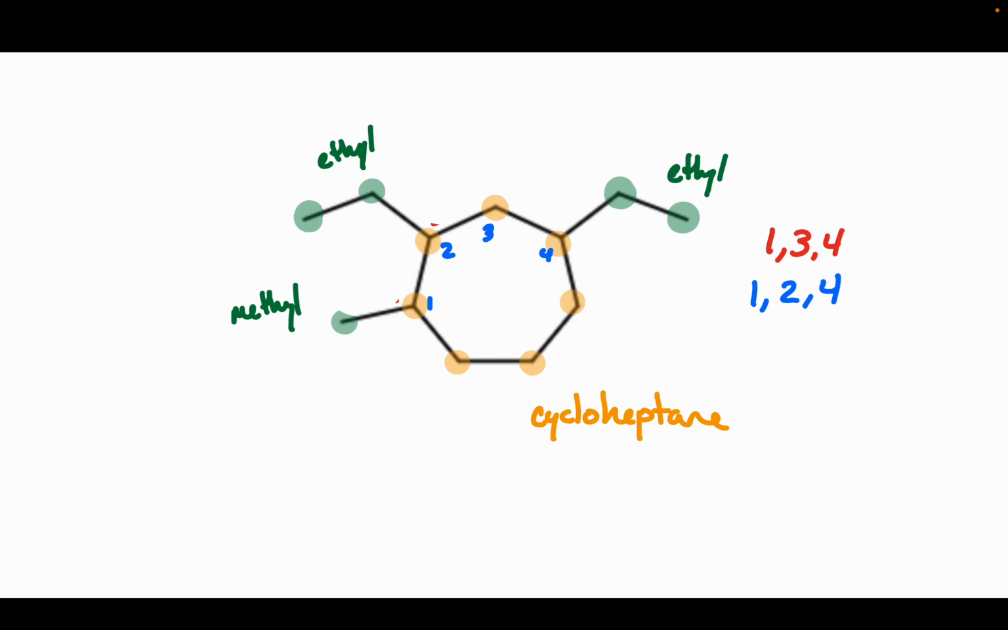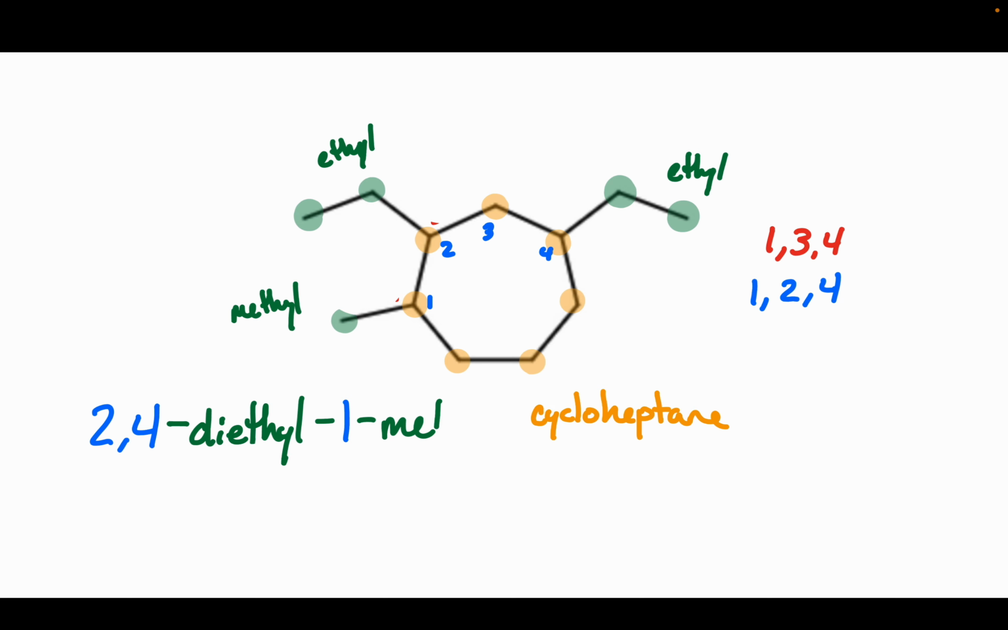All right, so that means when we put this all in alphabetical order here, we have our 2,4-diethyl. Remember, we ignore the di, we're just looking at the E compared to the M. So the diethyl is going to come first, and then we have our 1-methyl cycloheptane.